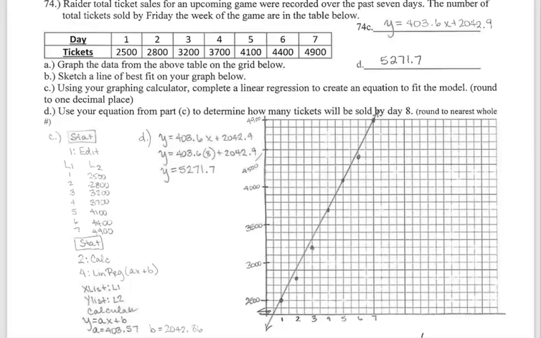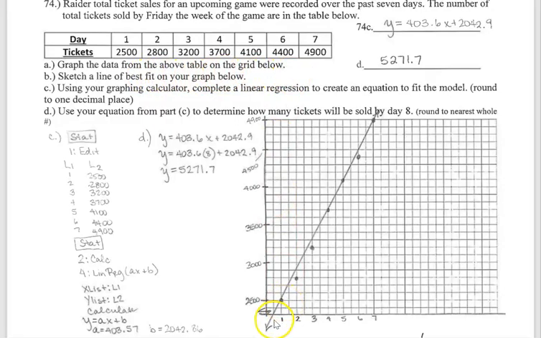All right, for number 74, Raider total ticket sales for an upcoming game were recorded over the past 7 days. The number of total tickets sold by Friday, the week of the game, are in the table below. So first off, it says graph the data from the above table on the grid below.